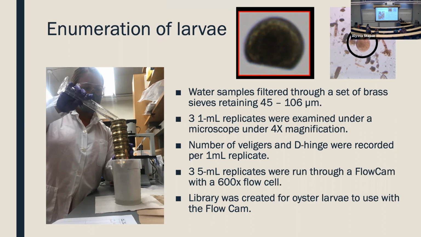And so once all this was done, we had a rough estimate count, and all of us went through, me and 2 other people, to make sure that what we were seeing was in fact oyster larvae. And we had to have 2 out of the 3 people agree in order for it to count as an oyster larva.